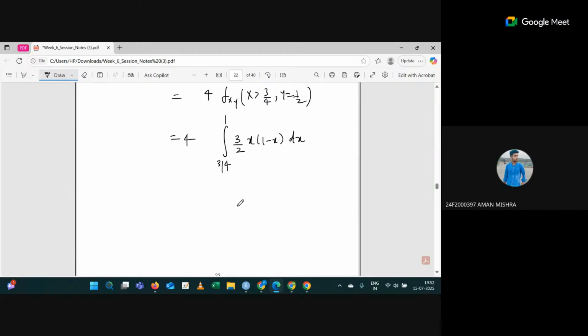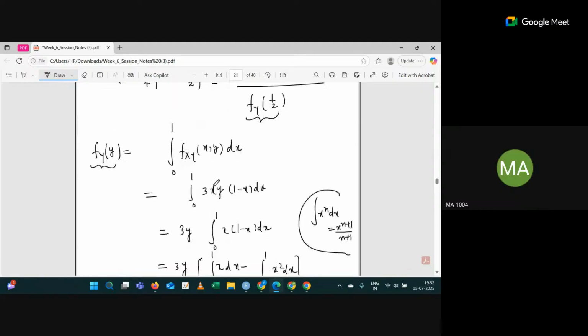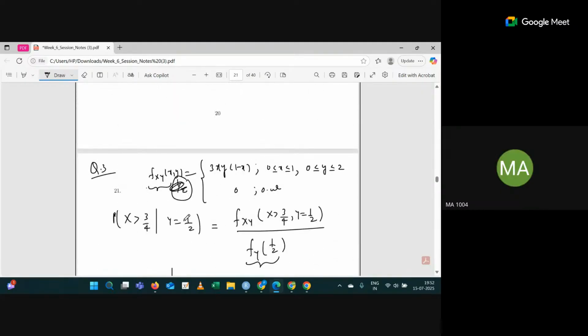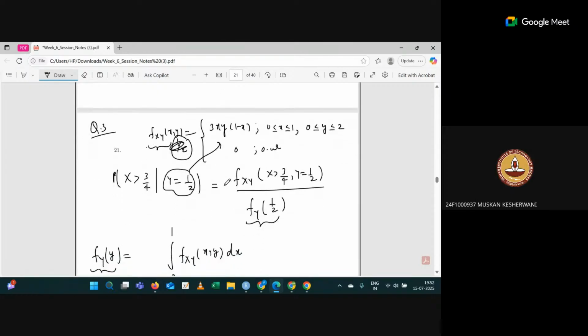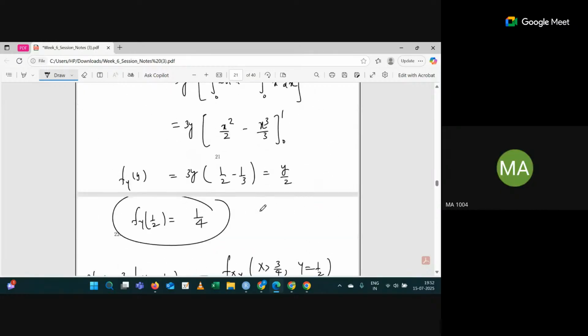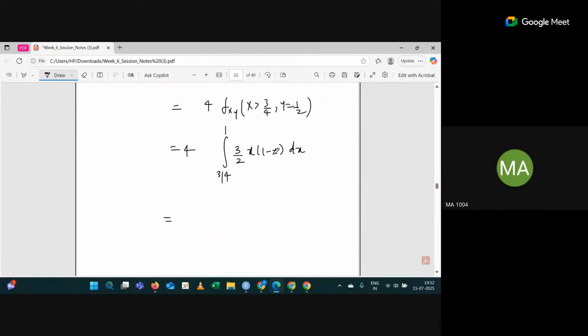Yes, sir. But is 4 by 2 like upon 2? Yeah, so 3 by 2 here. It's given that I'm interested in y equal to half, right? So y is equal to half, I will substitute. It will be 3 by 2 x into 1 minus x. Now this is just a function of x. I will integrate throughout the limit of x.